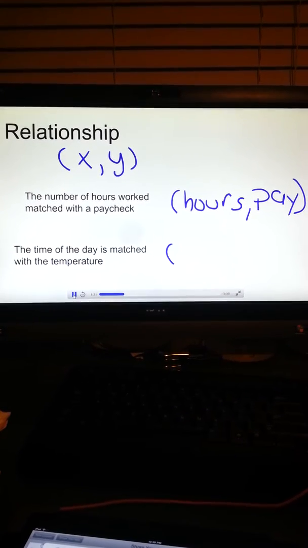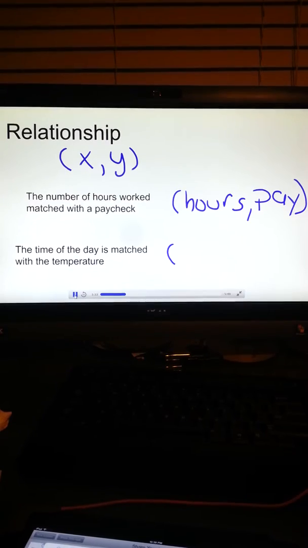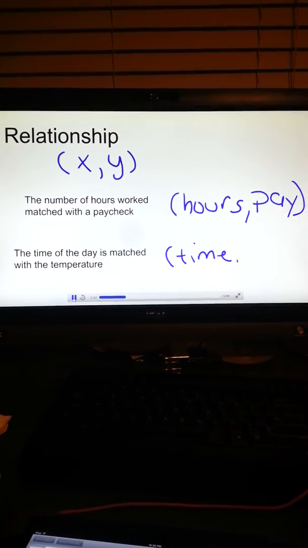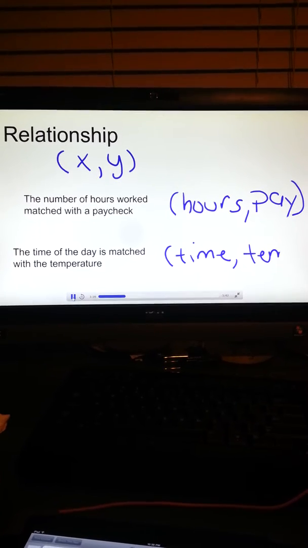Relationships can just about be anything. Some examples include the number of hours worked matched with the paycheck: hours, pay. Another example is the time of day matched with the temperature: time, temperature.